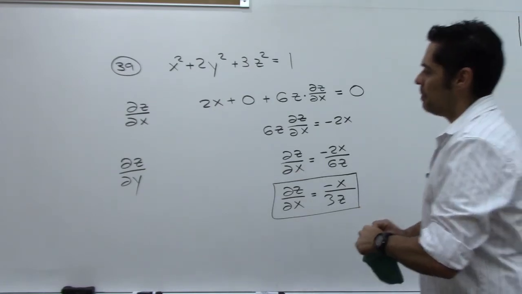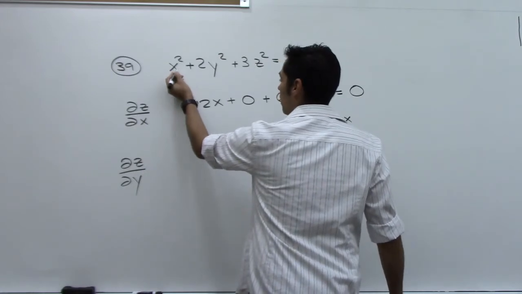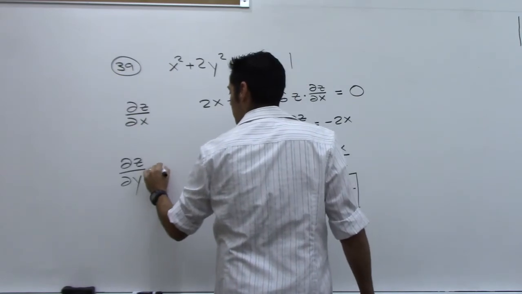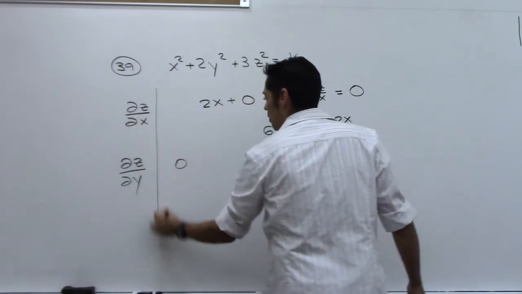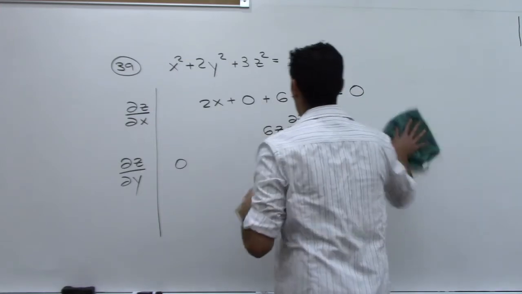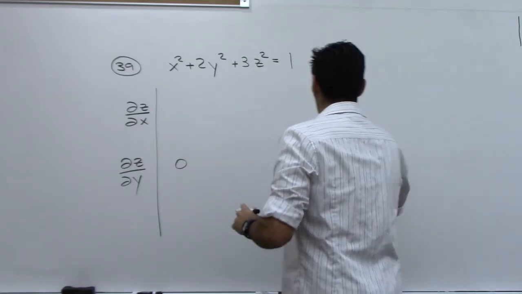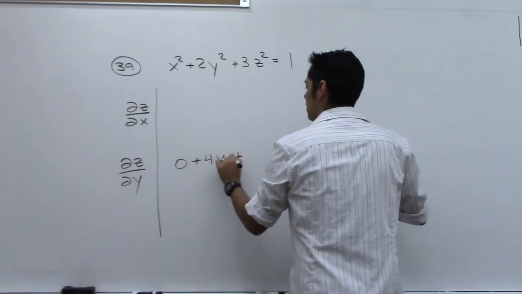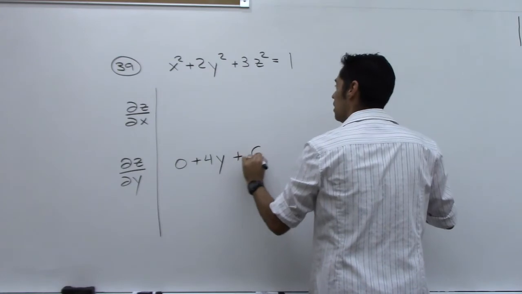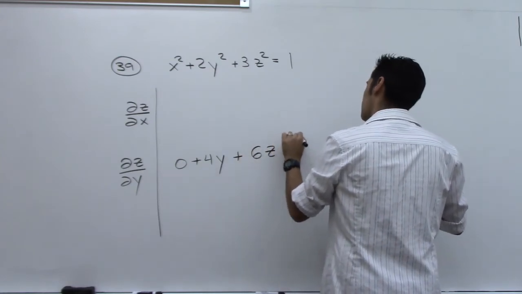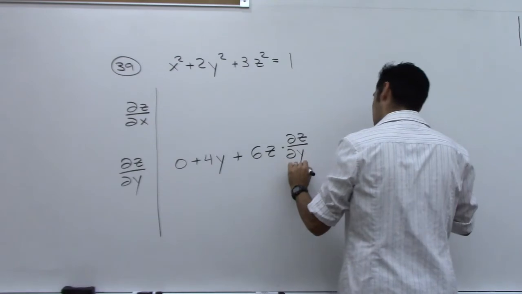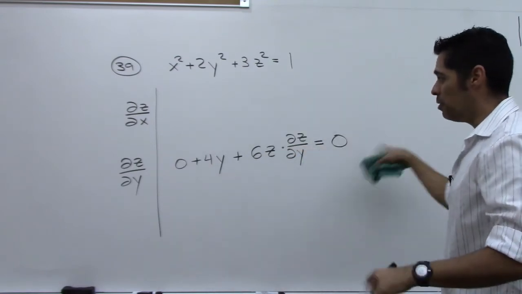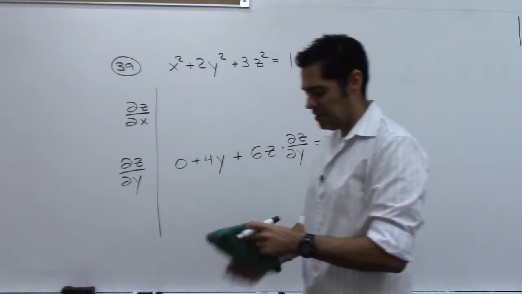Okay, partial of z with respect to y, so I'm going to treat x like a constant, y like a variable, and z like a function of y. So the derivative of x squared is going to be 0. Remember, this is not equals. I'm just working this equation left and right. 0 there. The derivative of 2y squared is going to be 4y, plus, this is going to be the exact same thing, 6z times partial z with respect to y, equals 0. So the only difference on this one is this part. And then you move things around and solve and you get it. So that's it for that.